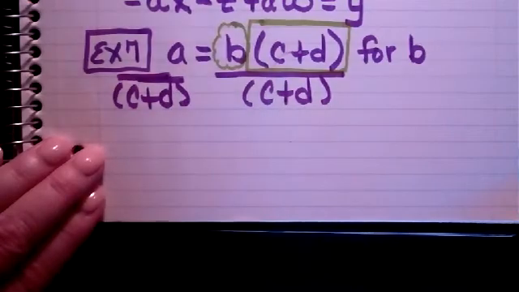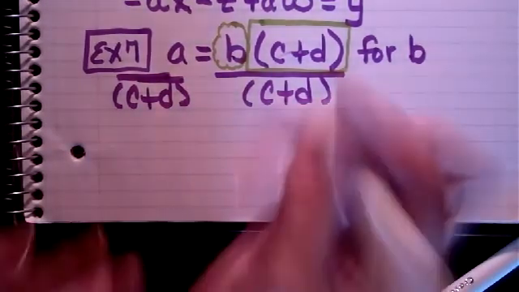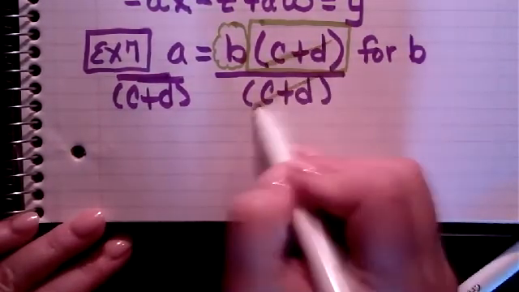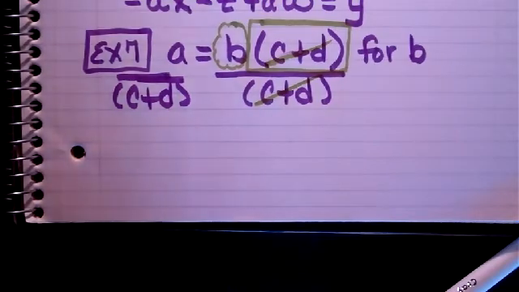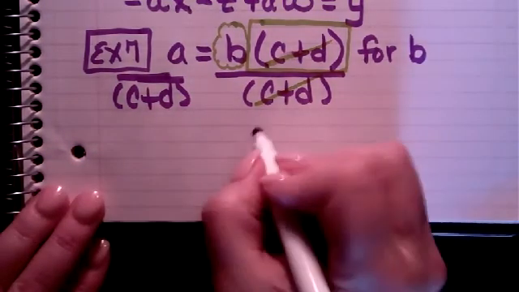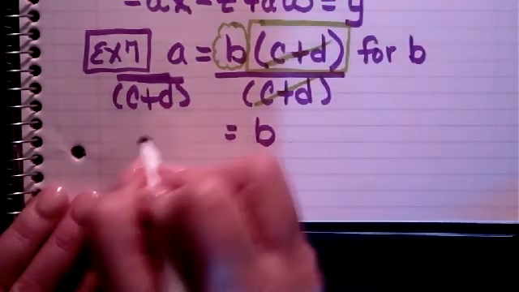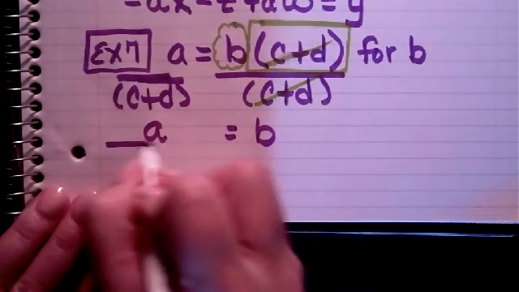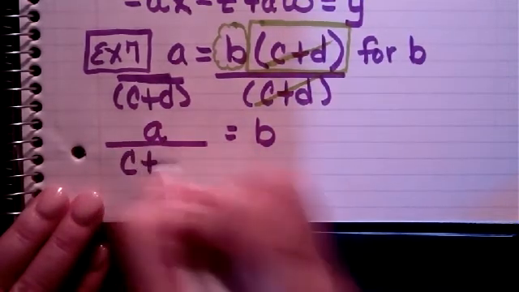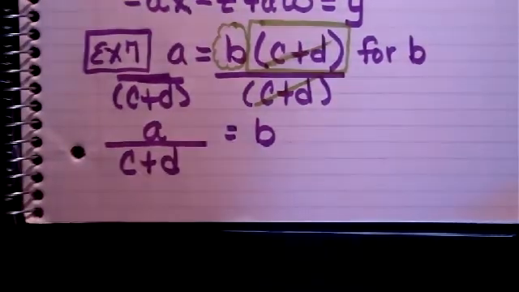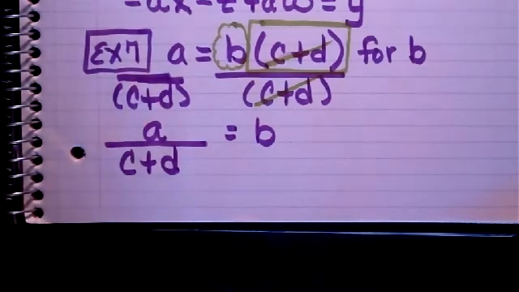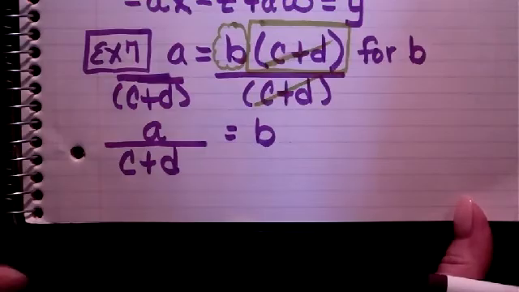Just like that. Now, I would know that the C plus D and the C plus D are going to cancel each other out, and that leaves me with B right here. On this side, I'm just going to have A all over C plus D, and since that's the only thing in the denominator, I don't need the parentheses, so I can just drop them off. Okay, well, that problem didn't look like it was just going to be that simple. Okay, so one-step problem. Okay, now, number 8.